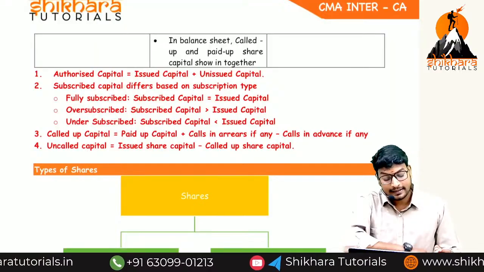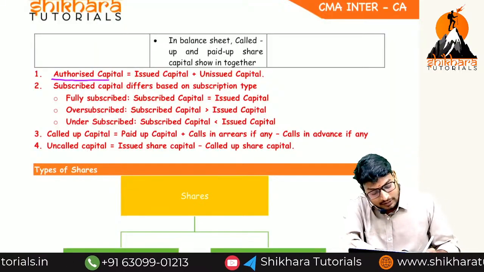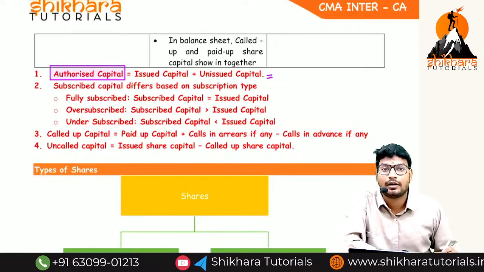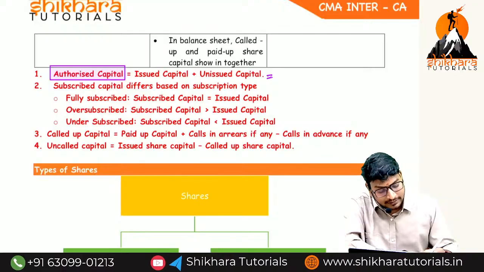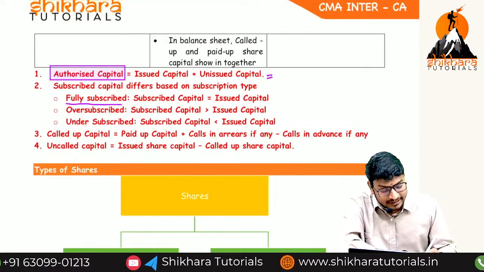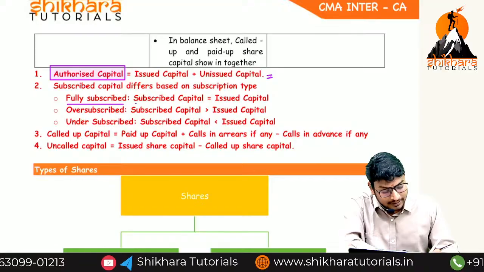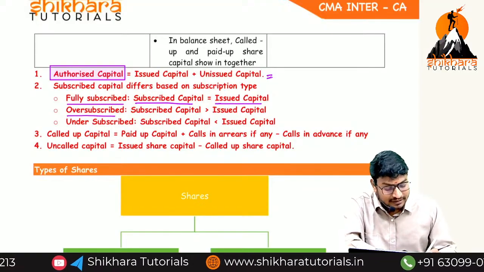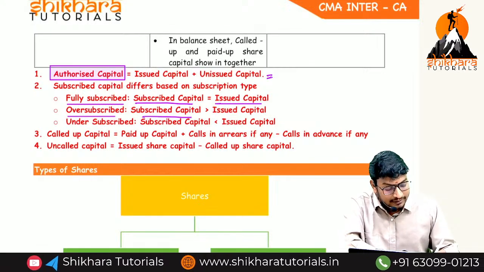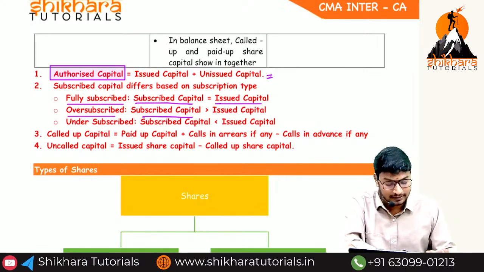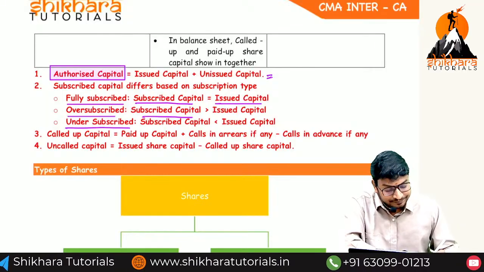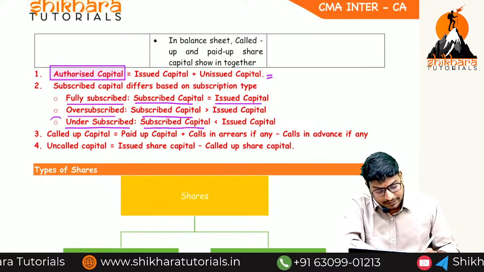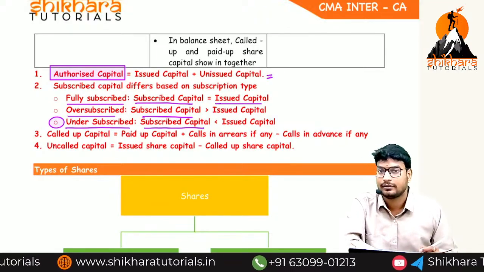And see these formulas. How will we get the authorized share capital? Issued plus unissued, we'll get authorized. Subscribed capital, difference like this. Fully subscribed means what? Subscribed capital is equal to issued capital. What is the meaning of oversubscription? Subscribed capital is more than issued capital. What is the meaning of undersubscription? Subscribed capital is less than issued. But how much minimum do we need to receive? 90%. Okay, next one.